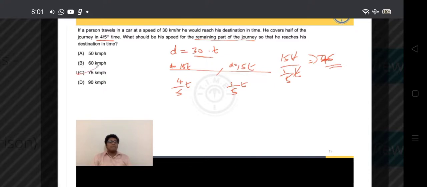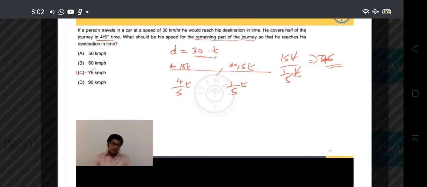So the 75 is nothing but the speed at which I should travel the remaining distance, 75 kilometers per hour. What is the time taken? That is not required. That is not the question. Okay, whatever be the time, this value 75 won't change. So you can say time is 1, 2, 3, 4, 5. It doesn't matter. So assume 1 hour. So the distance will be 30 kilometers. So 15 kilometers I'm traveling in 4/5 time. Remaining 15 kilometers, how much time? It will be the same 75 kilometers per hour.